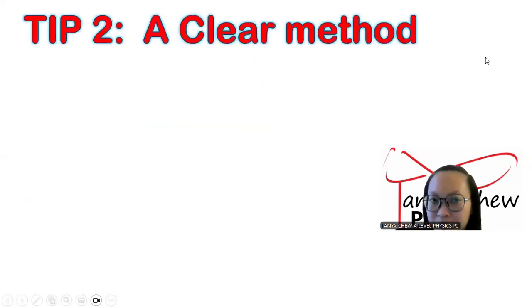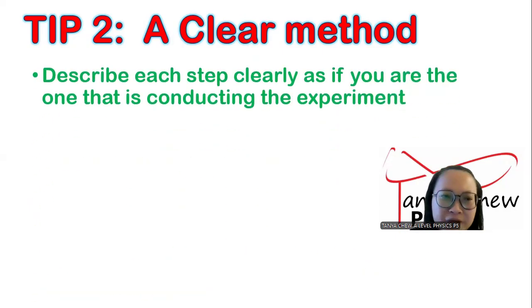Now, tip number 2. Bear in mind, you have to write a clear method. What do I mean by clear method? You have to describe each and every step as clearly as possible. Don't leave question marks in the examiner's head. As if you're the one conducting the experiment and you want this experiment to be as successful as possible. First step, you have to do this. Second step, you do this. Third step, you do that, etc.